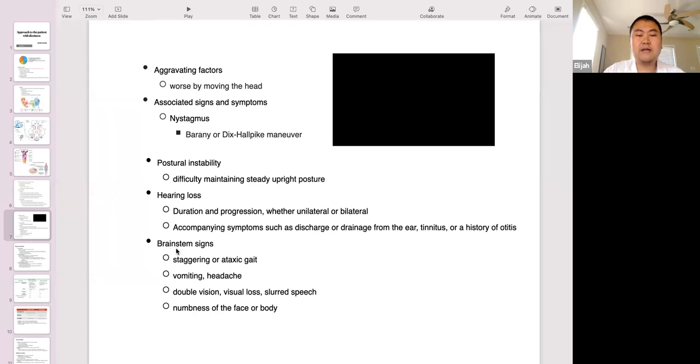And the brainstem signs: I have already mentioned the inferior cerebellar peduncle with staggering or ataxic gait. It could be due to damage to the inferior cerebellar peduncle or a cerebellum problem. And vomiting and headache, if there's intracranial hypertension, double vision, visual loss, slurred speech, this can be due to the nucleus of the brainstem, and numbness of the face or body, like the trigeminal nucleus and the spinothalamic tract. So these brainstem signs we should always bear in mind. So those are the central vertigo associated symptoms.